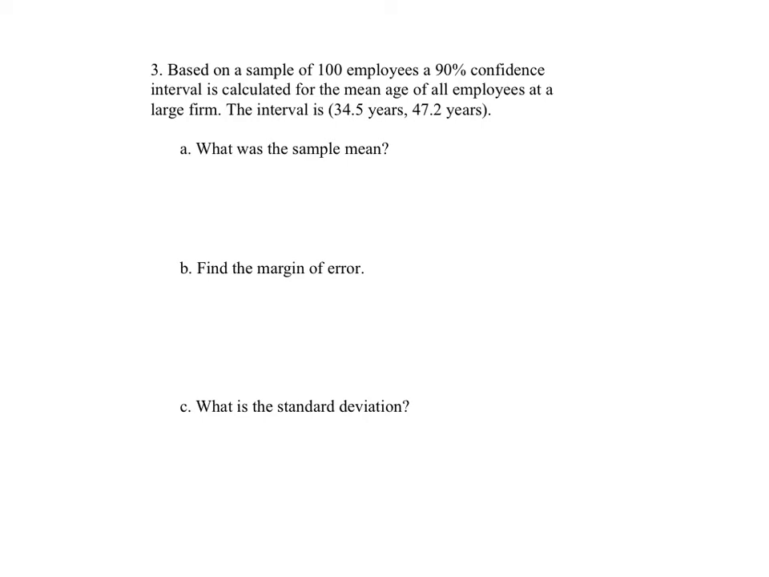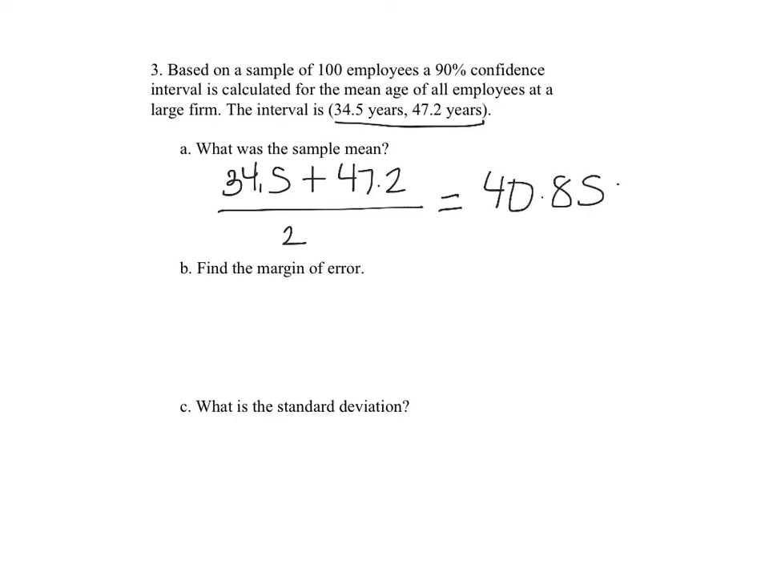So here we're given an actual confidence interval and asked to figure out the sample mean, the margin of error, and the standard deviation. The sample mean is in fact fairly simple because it is the midpoint of the confidence interval. So all we'd have to do is add 34.5 plus 47.2, divide them by 2 to get their midpoint, which is in fact the mean, and that is going to be 40.85. This is our x bar.